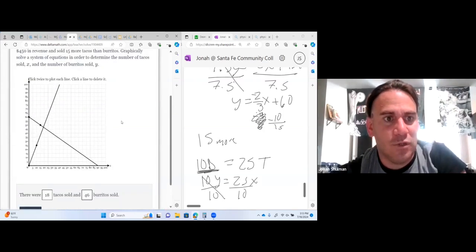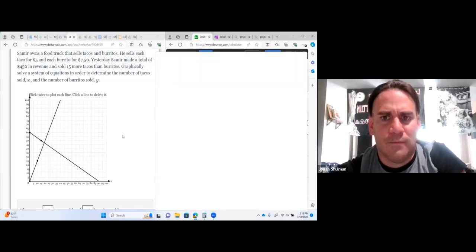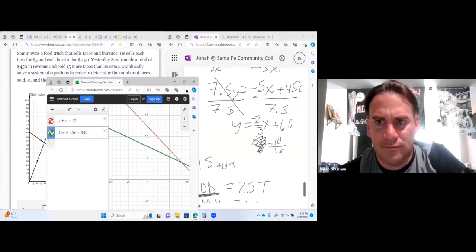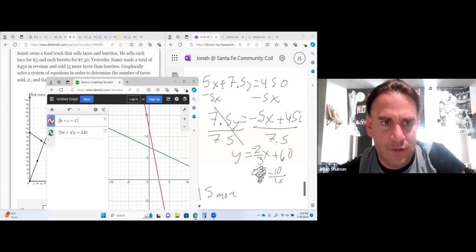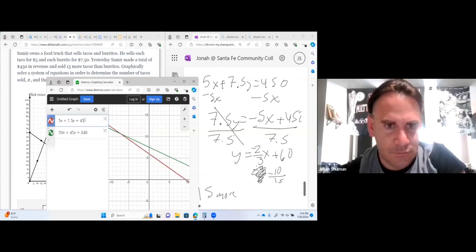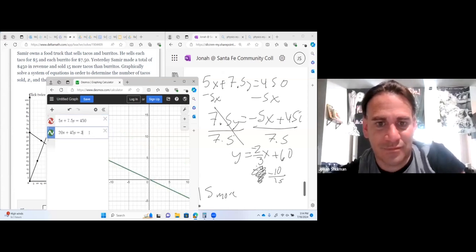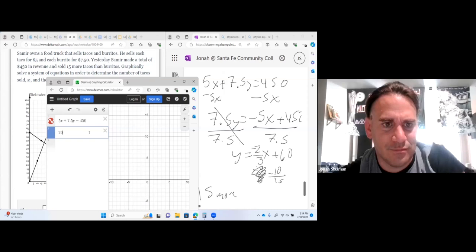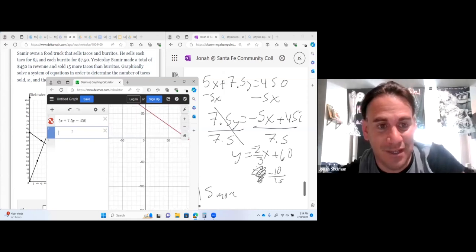I want the exact number, so I'm just going to use Desmos. Let's see how we did. 5x plus 7.5y equals 450. Wow, it's exactly the same as the other one. That is wild. Oh, we just can't see it on the graph. I was about to say.